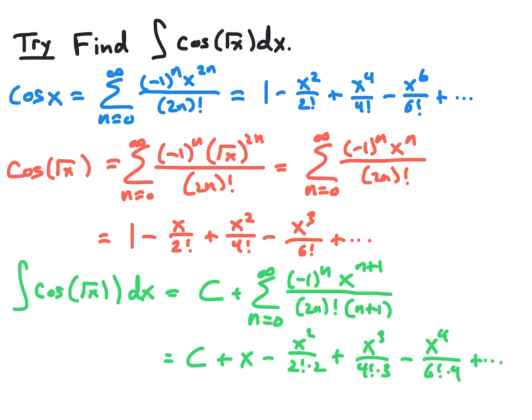And so this gives us a Maclaurin series for our indefinite integral of c plus the sum n equals 0 to infinity of negative 1 to the n, x to the n plus 1, divided by 2n factorial times n plus 1. The first several terms of that series would be the arbitrary constant c plus x minus x squared over 2 factorial times 2 plus x cubed over 4 factorial times 3 minus x to the 4th over 6 factorial times 4, and so on.